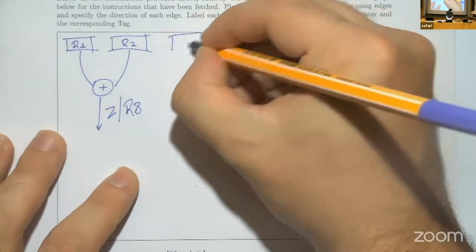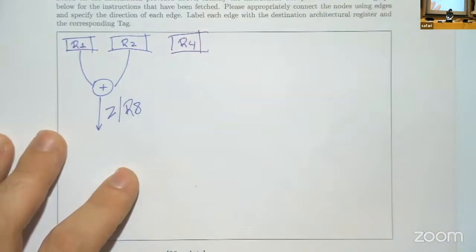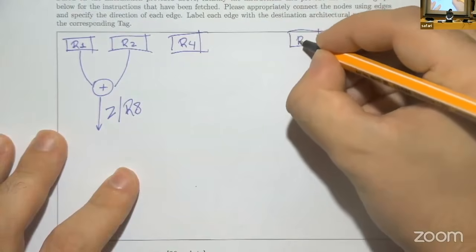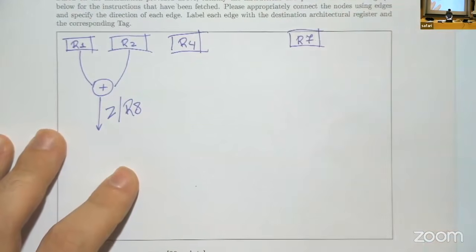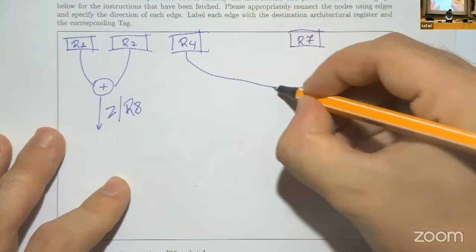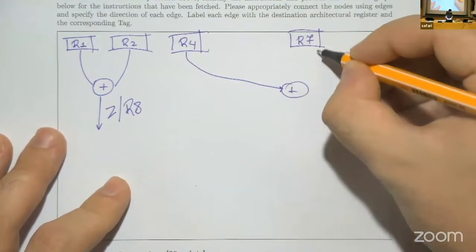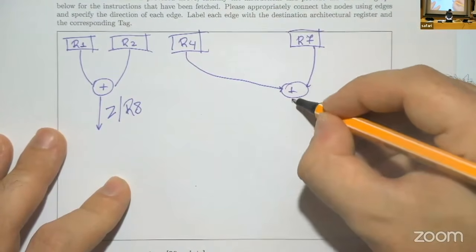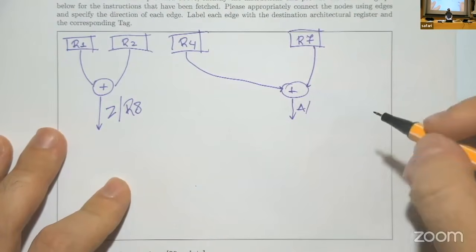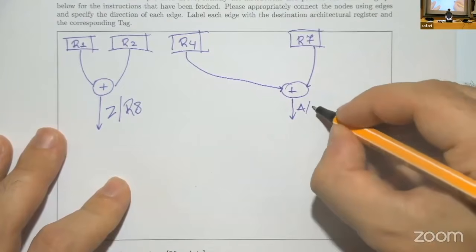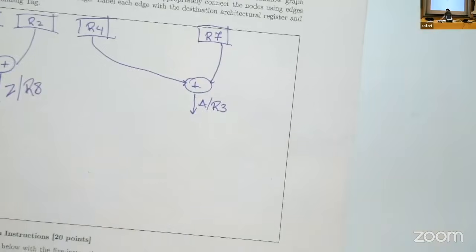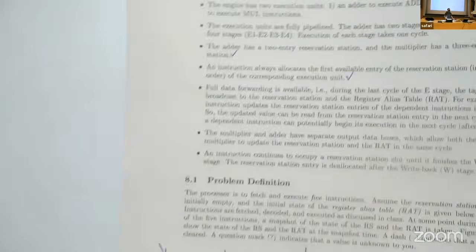Let's say that you have here R4. I will leave a gap for a specific reason. Let's keep it R7. And let's do the addition. And here the tag doesn't matter because it's a previous instruction. You can assign the tag in whichever way you want. The result is R3. Okay. Are there any questions up to this point? Okay.